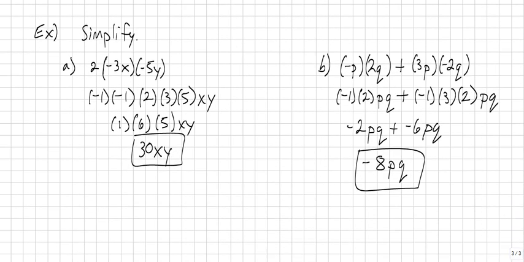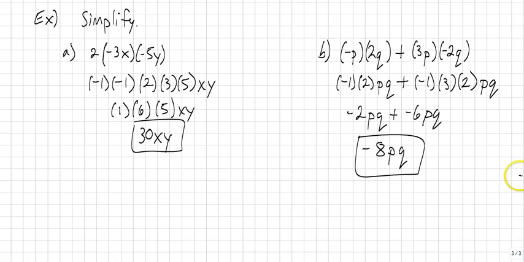Well, what if we have some variables? Doesn't really change a whole lot. So if I have 2 times negative 3x times negative 5y, I have two negatives. So that's like having two negative 1s, and then a 2, a 3, and a 5, and then the x and the y. Well, negative 1 times negative 1, we know ends up being positive 1. And then we have a 2 and a 3 is 6, a 6 and a 5 is 30, and then the x, y just kind of tag along, not really anything to do with them.